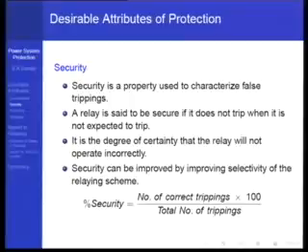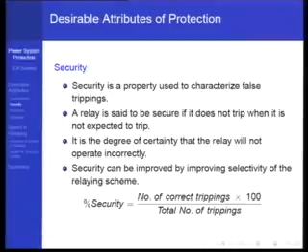Incorrect operation is a wrong diagnosis followed by a wrong treatment, which is the opening of a line or a circuit breaker. You don't want that to happen. So dependability, the correct diagnosis, is very important. Security is also very, very important, which is that you should not be diagnosed wrongly. Security can be improved by improving the selectivity of the relay. I will come to what the selectivity of the relay is in the next slide.